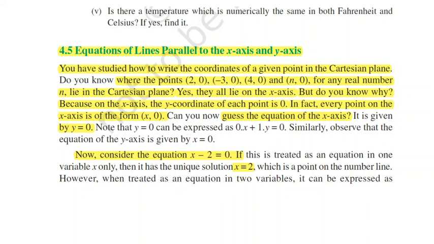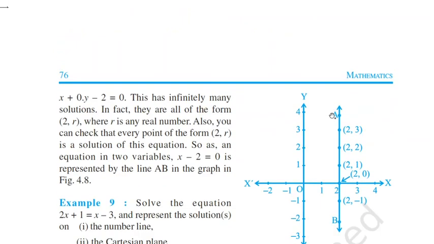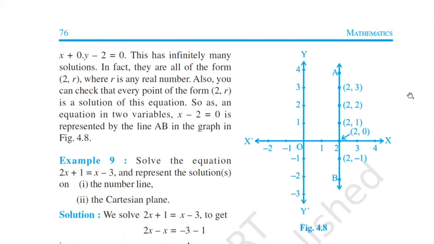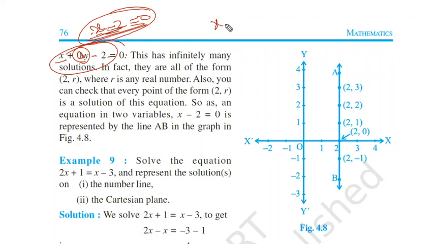Okay, we'll move to the second page in your book. Here it is, it is written like this. So the equation was x minus 2 equal to 0. Now we have written it in the form of x, as it is, x. Here there is no y, so therefore 0 into y we have written 0y, minus 2 equal to 0. So our equation becomes x plus 0y minus 2 equal to 0.